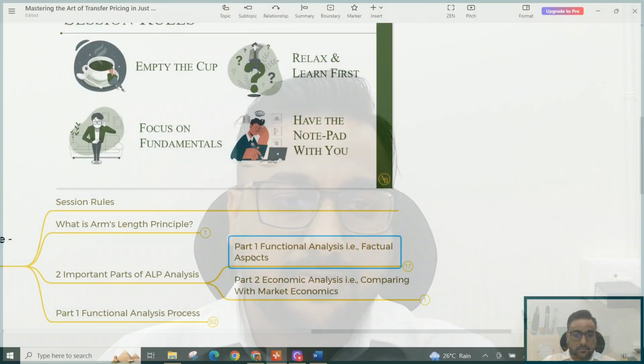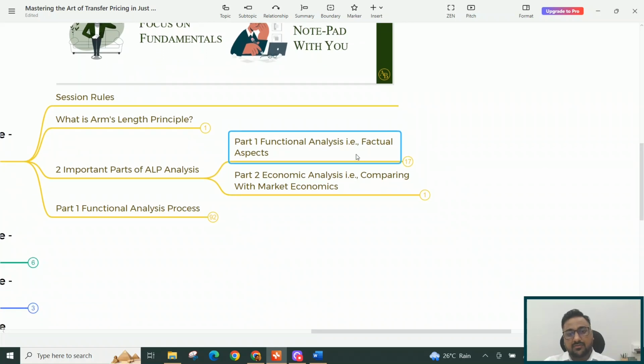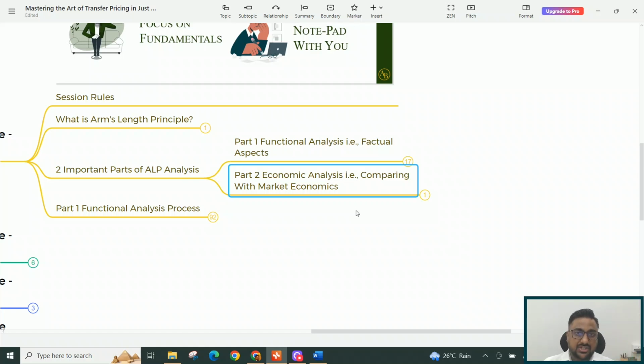Now guys, this is a simple thing. This entire thing is what we call ALP analysis. Now guys, when we do this ALP analysis, there are two important parts of this analysis. I'll just share my screen and we'll learn what those parts are. Part 1 is functional analysis, which considers the factual aspects of the transaction, and part 2 is economic analysis, that is comparing the transaction with the market economics. That is what the entire ALP analysis revolves around.